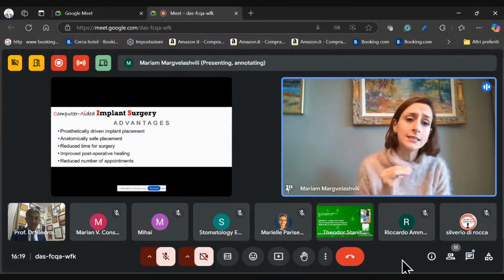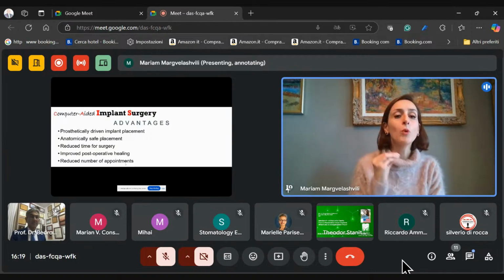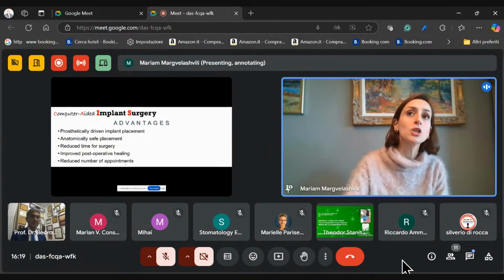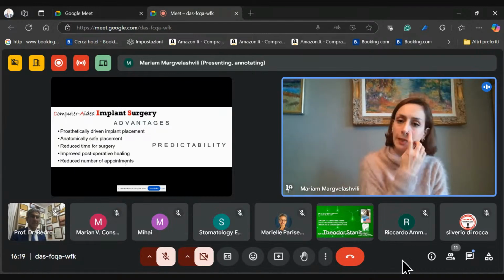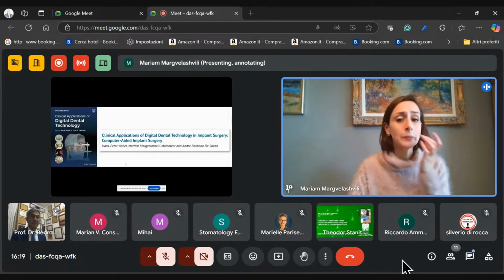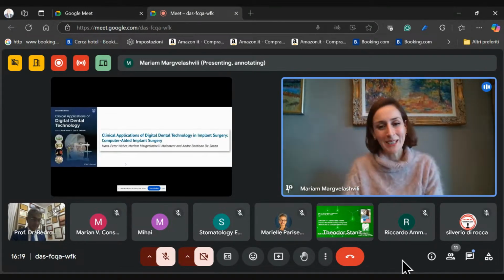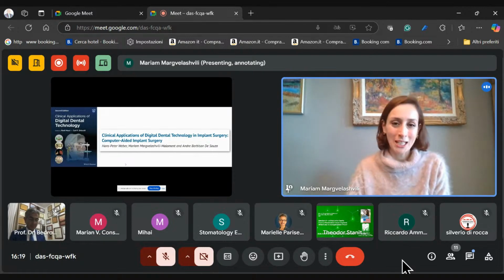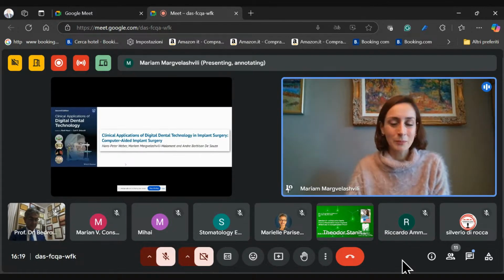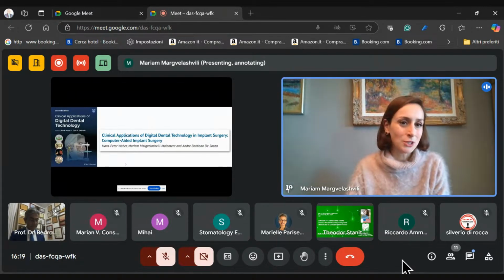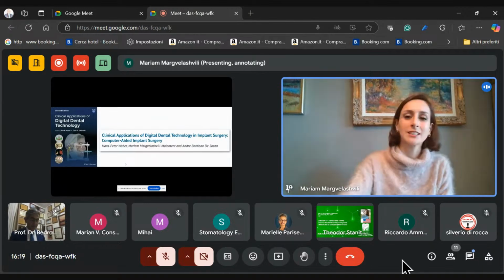It is not just a fancy tool, but we should really take advantage of this to have more predictable long-term outcomes with reduced collateral damage and reduced long-term complications. This has been published, Dr. Weber, my forever mentor, we published a chapter about computer-aided implant surgery in the new edition of Digital Dental Technology.